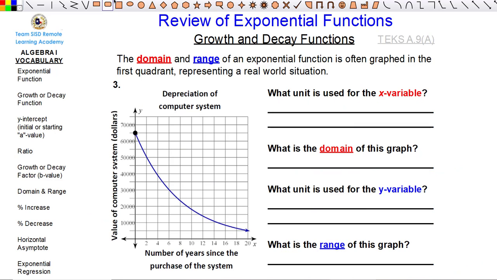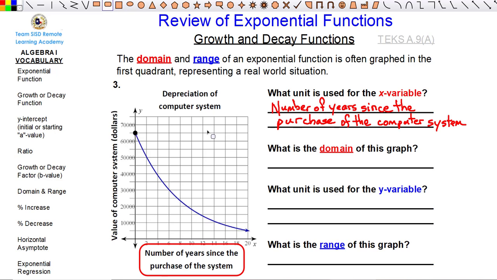Number 3. This graph shows the depreciation of a computer system. Looks like it starts at time 0, and then it goes down to the right. Looks like it goes from 65,000 and goes down to the right. So what is the unit used for the x variable? Look down at the x-axis. Well, you're right, number of years since the purchase of the computer system. Yes, if you have the booklet, please write that out.